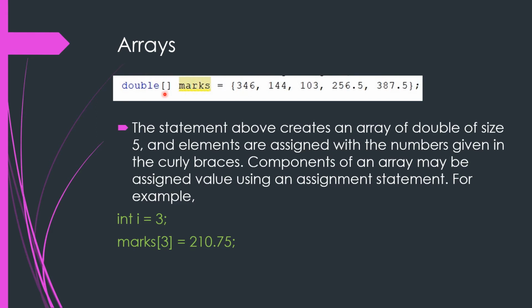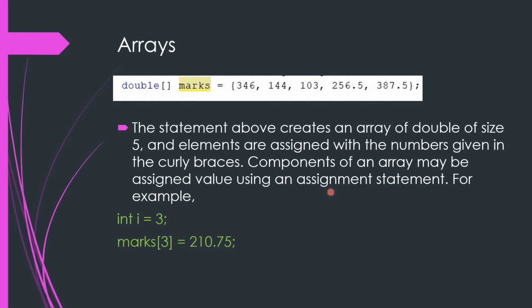We have also specified the data type. Now components of an array may be assigned value using an assignment statement. It is not necessary that every time you assign the values to the elements in this form. You can also assign values using an assignment statement. What is an assignment statement? As we have already learnt about operators, we learnt about assignment operators also. So what do they do? Basically they assign the values.